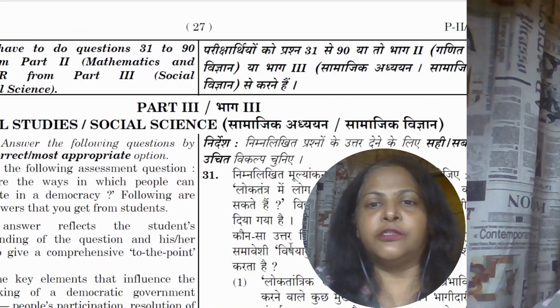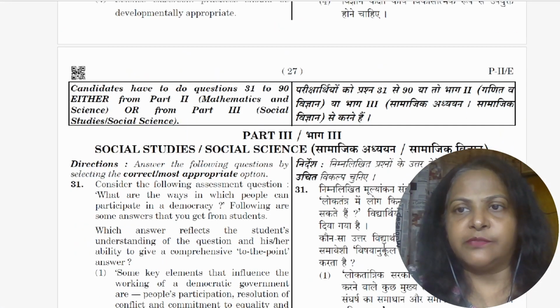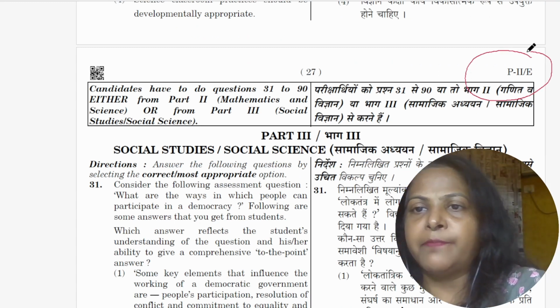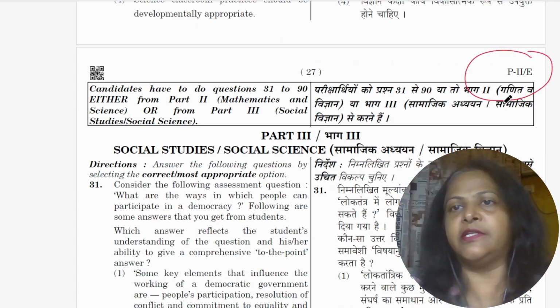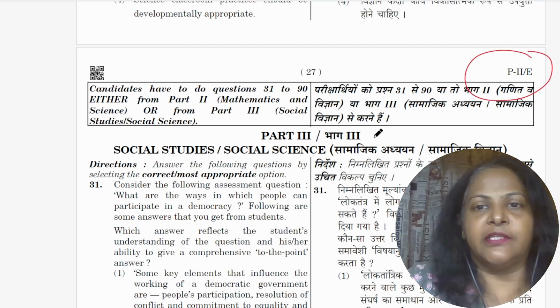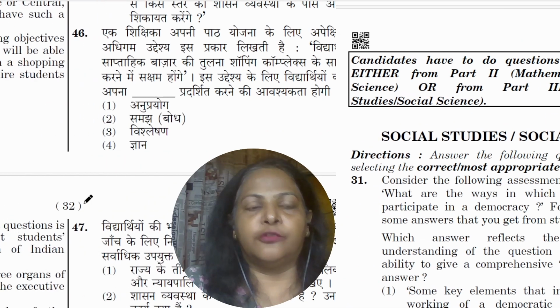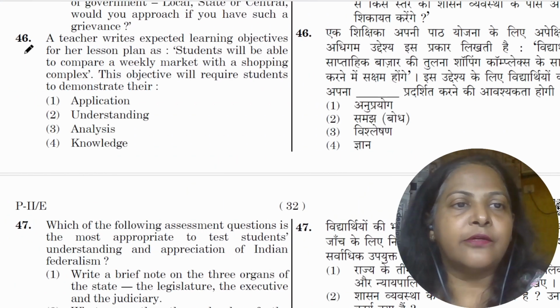So let's begin. So this is the question paper. Let me just make it a little smaller so that you can see. In this corner we have paper 2E. So this is category E, the E paper. Let me just make this bigger again. So the first question that I will take up is question 46. So this is one of the direct questions asked.